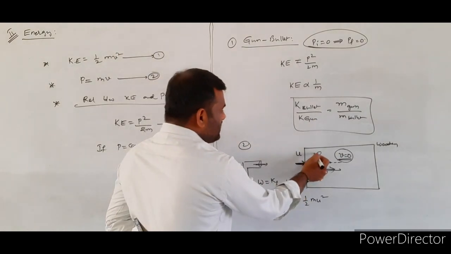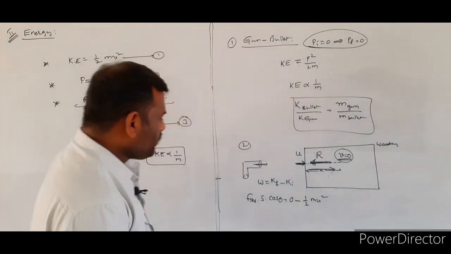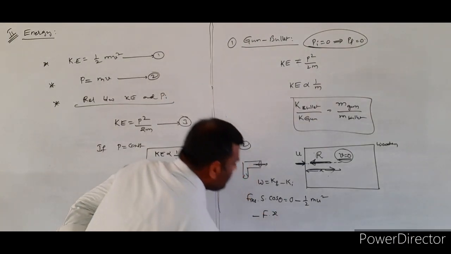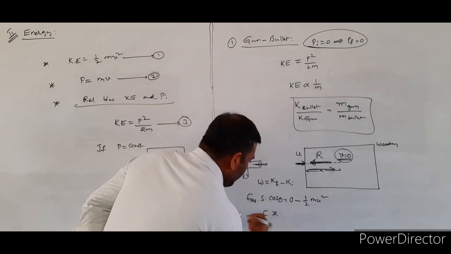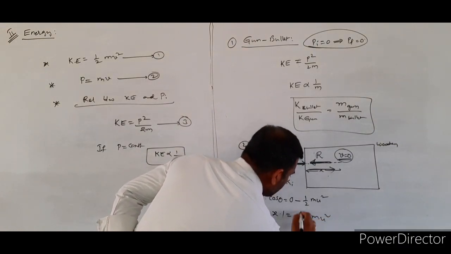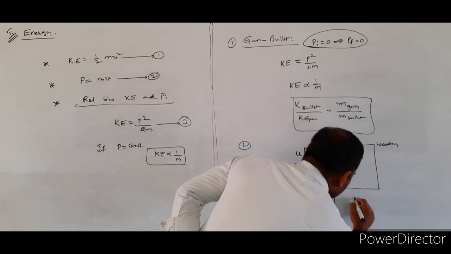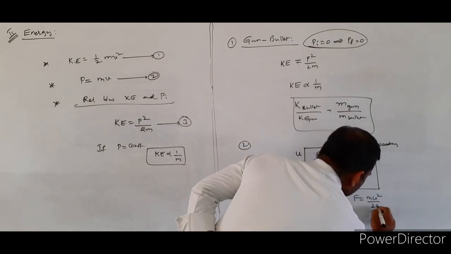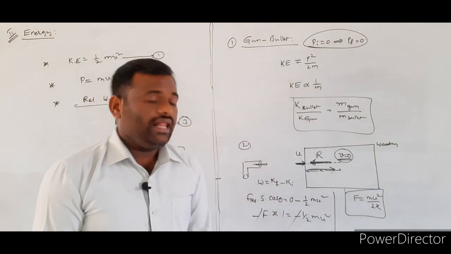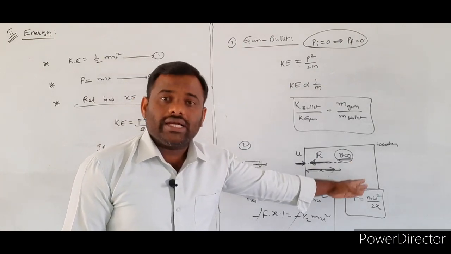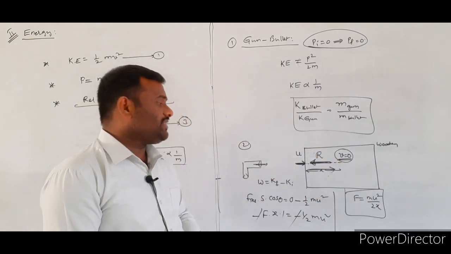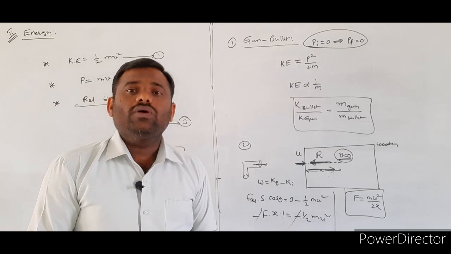Here, the angle between the resistive force and displacement will be 180, so cos theta value will be minus 1. Therefore, minus F into displacement, which is x. Cos theta value is minus 1, and we already wrote the minus earlier. So minus F into x is equal to minus half m u square. Minus getting cancelled, therefore F is equal to m u square by 2x. That is the expression for the resistive force offered by the given wooden block, the wooden target.